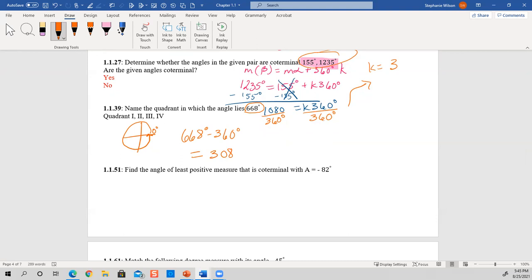And when we go to the unit circle, where does 308 end? Well, this particular point is 270 degrees. And you said this is 360. That means 308 falls right here. And 668 meant that it went around and came back around and landed right here. So it's in quadrant 4.